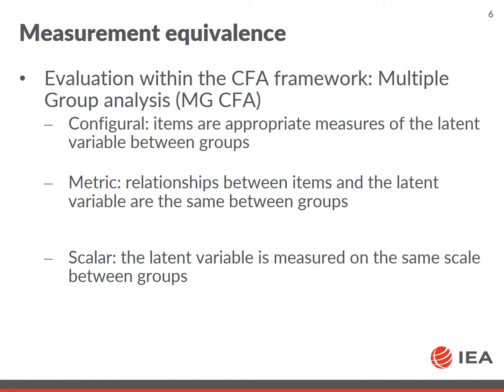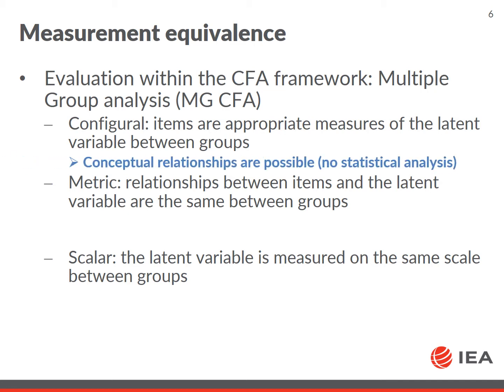We'd like to mention a common method for examining invariance in CFA, as it involves several steps. This type of analysis is often called multiple group CFA or MGCFA, and looks at three levels of invariance, each level building on the previous level or levels. Configural invariance only requires that the modeled items appropriately measure the latent variable for all groups. It establishes that the latent variable is conceptually the same in each group, however, no statistical comparisons are possible.